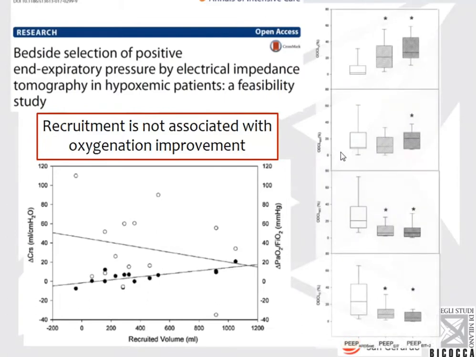Of course, by the technique, it is also possible to image the amount of tissue which is undergoing overdistension, because we always pay a price. Nothing comes for free. You recruit the lung, but you also overdistend the ventral regions.